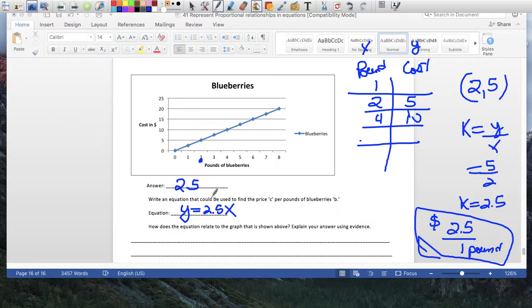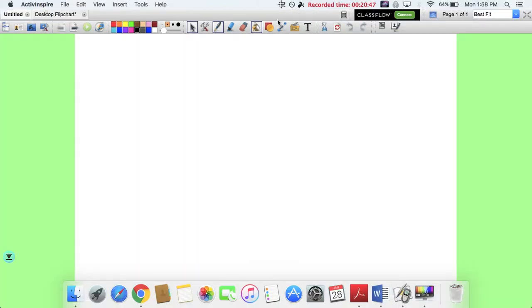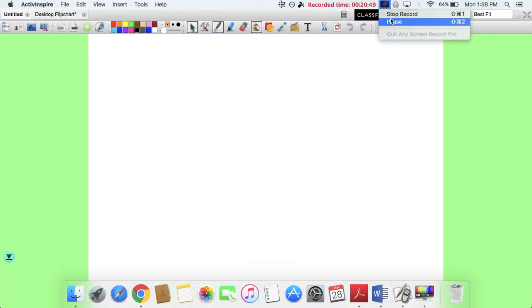Well, you can tell that for every dollar, every pound that we buy, we pay 2.5. So you can see here, 1 pound is 2.5, 2 pounds would be 5, and again, every pound increases by $2.5. Okay, that's that. I think there was something else.